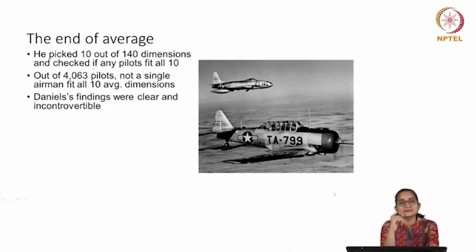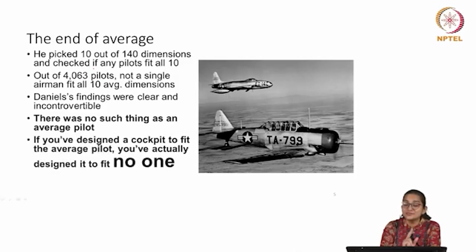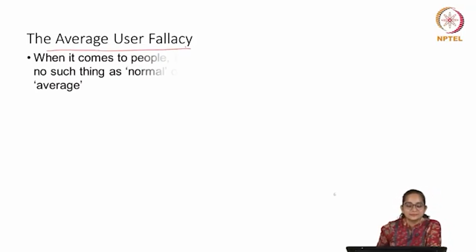And what this clearly indicated was that there is no such thing as an average pilot, and that if you designed a cockpit to fit the average pilot, you have actually designed it to fit no one really. And this was basically the end of average, and we also call it the average user fallacy. So what it means is that when it comes to people, there is no such thing as normal or average.